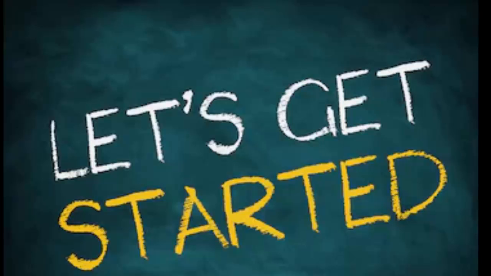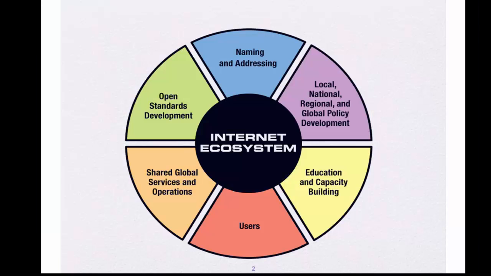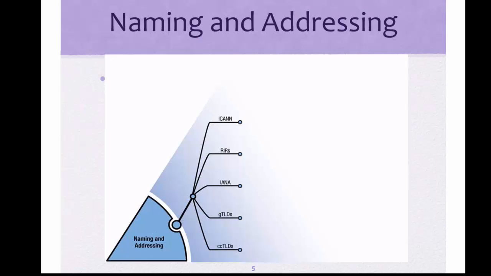So let's get started. The first thing here is about naming and addressing. Today I will teach you about naming and addressing, what this naming and addressing really means, and what are the further roots of it. So let's move further and we'll see. Here, naming and addressing is about ICANN, RIRs, IANA, gTLDs and ccTLDs. These all are the roots of naming and addressing.